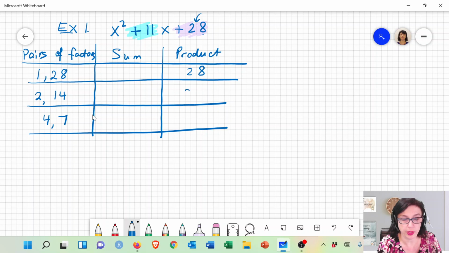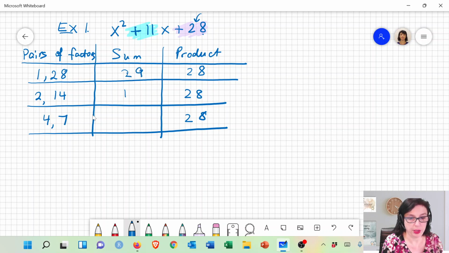So the product is 28. Okay, so in all of these, that really doesn't matter because they're all the same. What matters is the sum. So you have to add up the pairs of factors, right? So 1 plus 28, that would be 29. 2 plus 14, that would be 16.